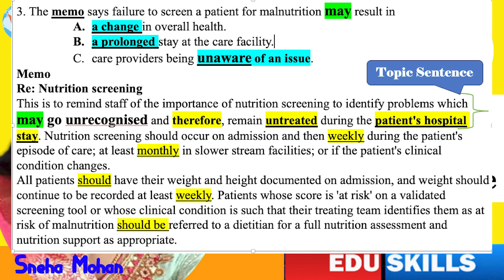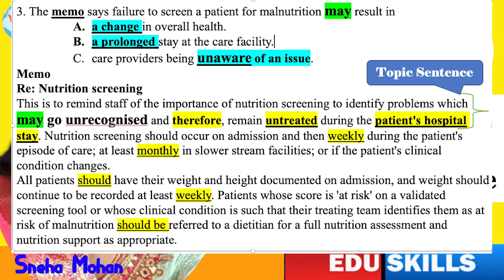A change in overall health. So if we read the question and answer option A together, the memo says failure to screen a patient for malnutrition may result in a change in overall health. Here it is asked for a possibility. But if you look at the text, the second sentence in the first paragraph says nutrition screening should occur on admission, then weekly during the patient's episode of care, at least monthly in slower stream facilities, or if the patient's clinical condition changes.